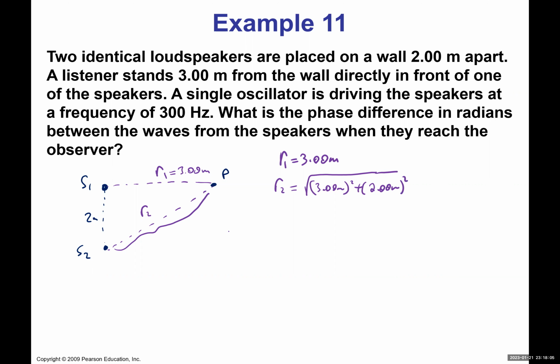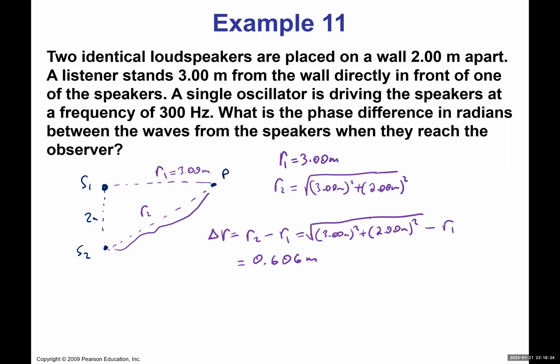Then to find delta R, we'll just do R2 minus R1, which is the square root of 3 meters squared plus 2 meters squared for R2, and minus R1. So this should give us 0.606 meters.